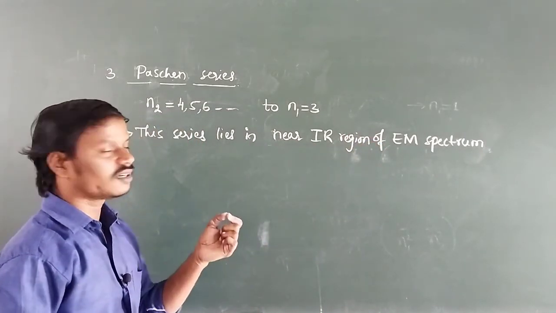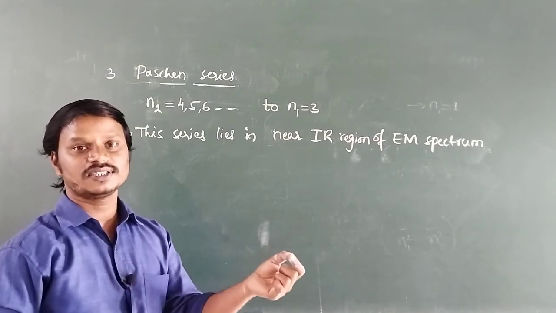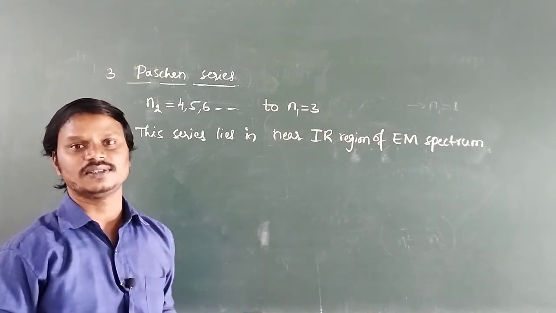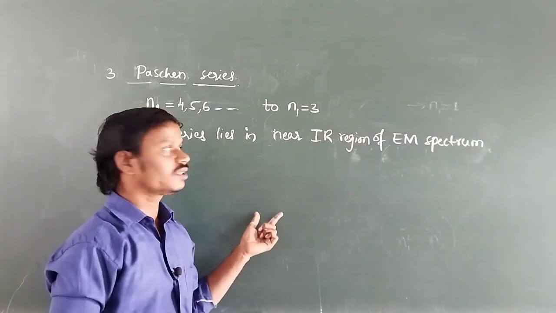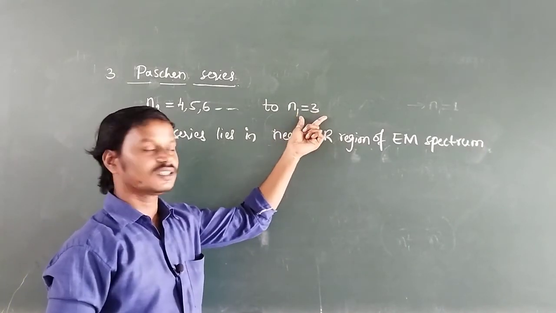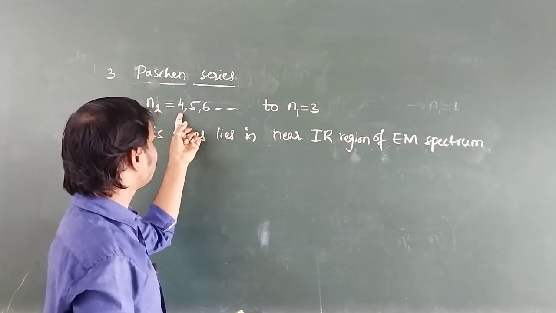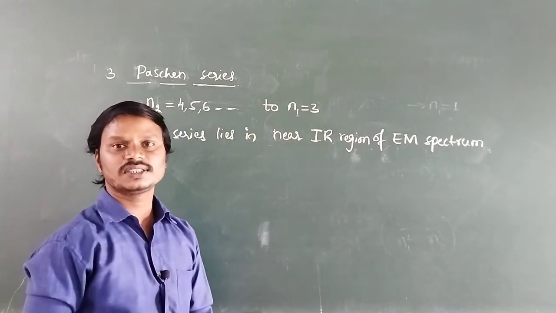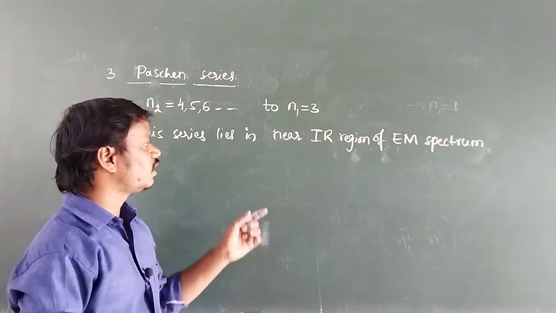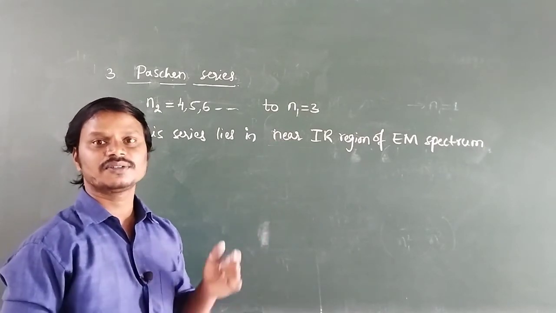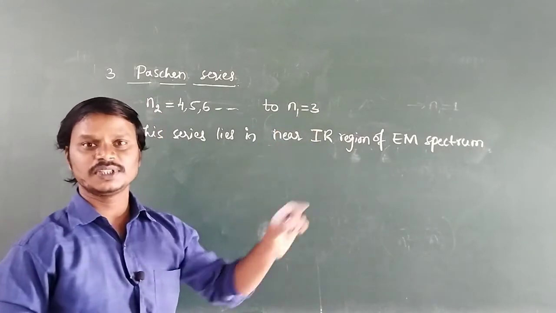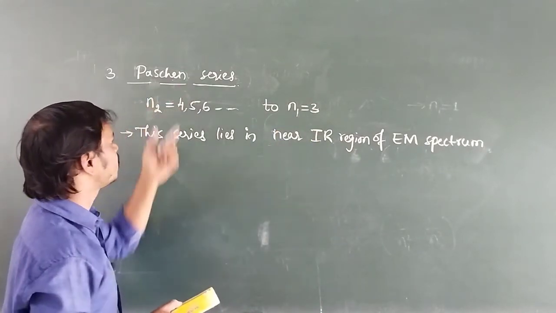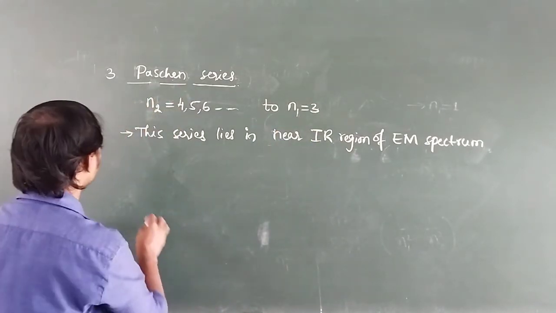Again, in order to find the longest wavelength and shortest wavelength, we have to take the transition. For the longest wavelength, we have to take the transition from the nearest orbit to the third orbit. Which is the nearest orbit? 4, and the transition from 4 to 3 gives the longest wavelength. And in order to get the shortest wavelength, we have to take the transition of an electron from infinity to 3. This is in case of Paschen series.